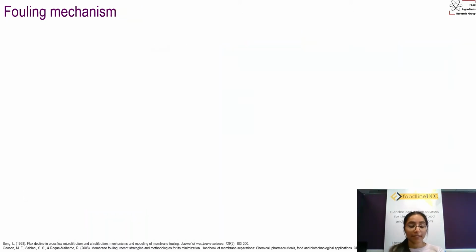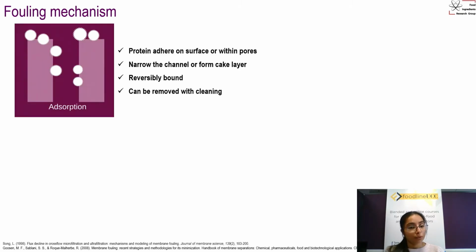So the stages of flux decline are clearly the results of fouling. Therefore, we can look in slightly more detail at the individual fouling mechanisms that can take place one after another or even simultaneously. The first is adsorption, which occurs when protein adheres on the membrane surface or within the pores. It can narrow the channels of the membrane or form a cake layer on the surface. These are reversibly bound proteins and can be removed with cleaning.